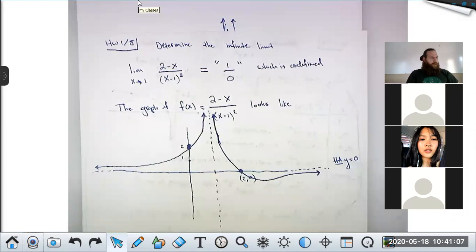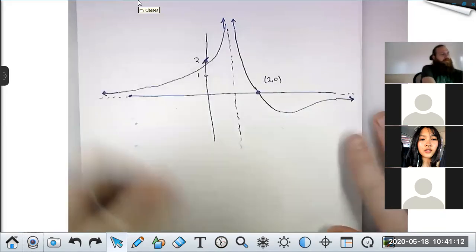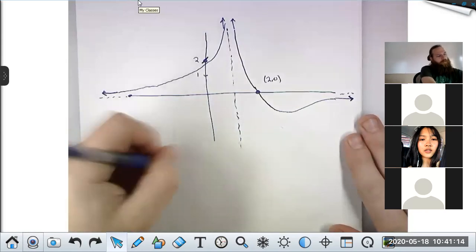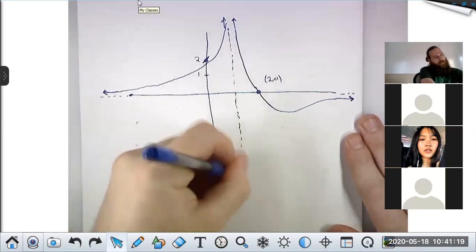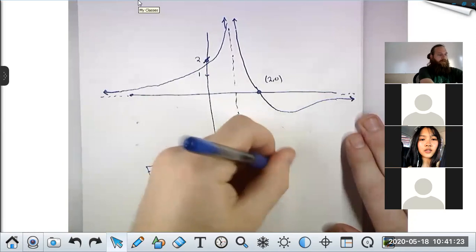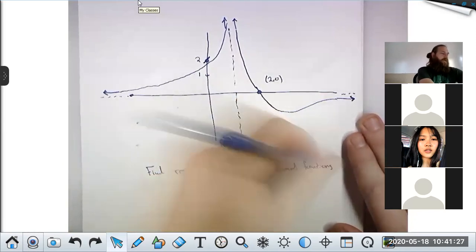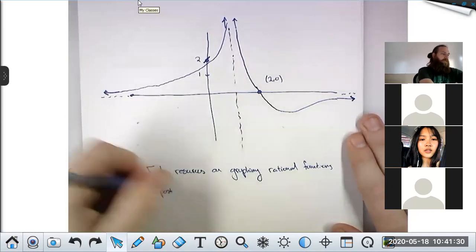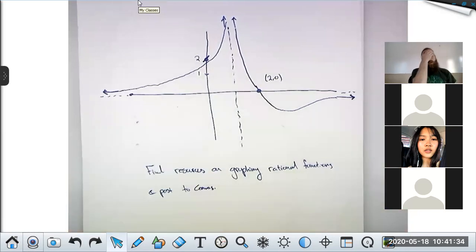I'll make a little note here to try and find resources on graphing rational functions, and post to Canvas. So we have a module in Canvas right now of review material. When I find something good about this stuff, I will post it there.